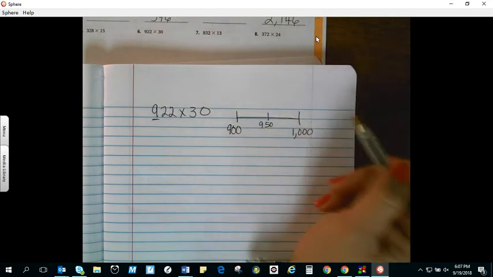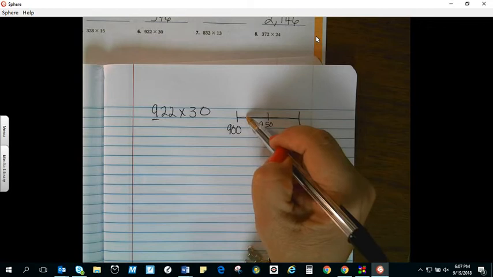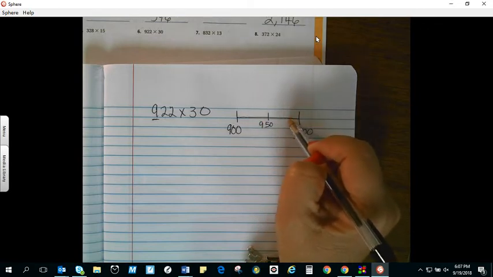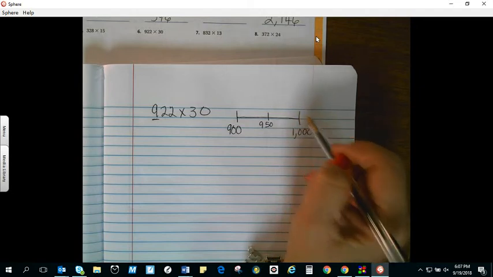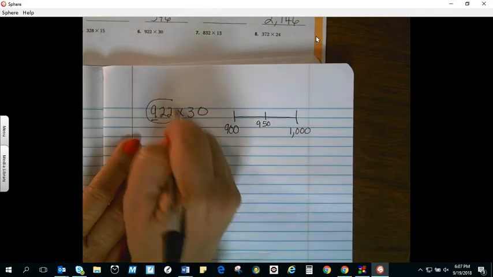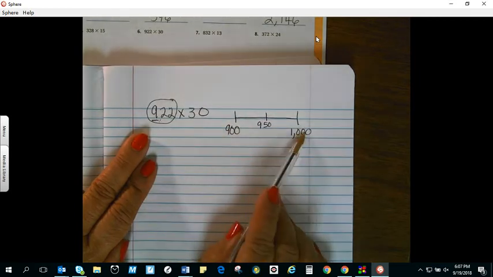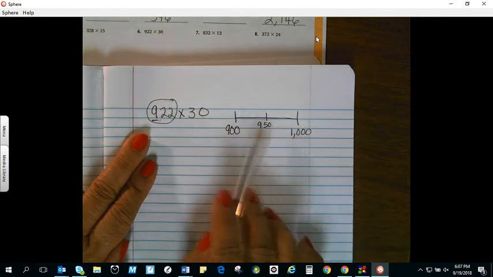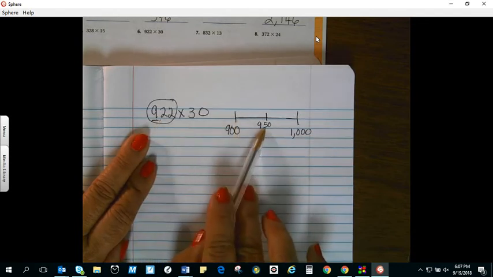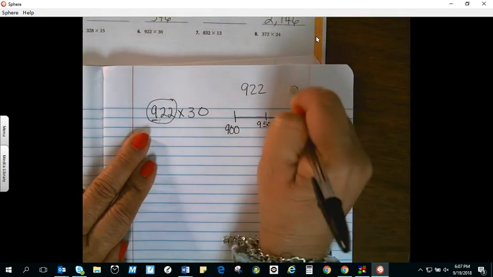And if you get confused, 910, 920, 930, 940, 950, 960, 970, 980, 990, and then 1,000. All right, but now I have, look at my number here, 922. Where would I place it on this number line? Am I going to place it before, because is it less than 950? Or I'm going to place it here. So 922 and 950.